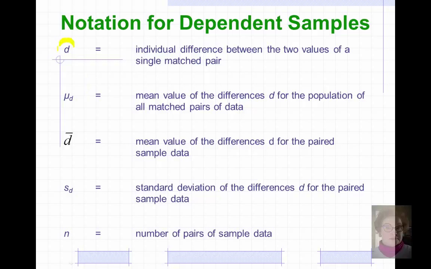We are going to use D to stand for the difference between the two values in the matched pairs. Mu sub D is the mean value for the population of all matched pairs, and this is going to be in our null hypothesis. D with a bar over it, bar D, is the mean in our sample data, and S sub D is the standard deviation from our sample data, and that's why we use a t-test. And then, as always, N stands for the number, but this time it's the number of pairs.